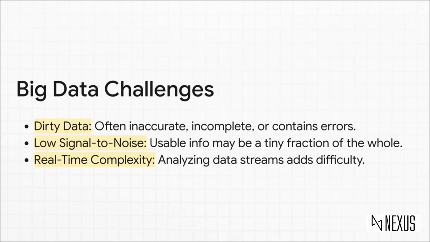You hear the term big data thrown around all the time, but people often forget to mention the dark side. First off, it's almost always dirty data. It's messy, full of errors, incomplete, you name it. Then there's the signal-to-noise ratio. That truly useful bit of information, the signal, might be a tiny, tiny fraction buried in a massive ocean of useless noise. And if that wasn't hard enough, trying to do all this on data that's streaming in real time, yeah, that just cranks the difficulty up to 11.